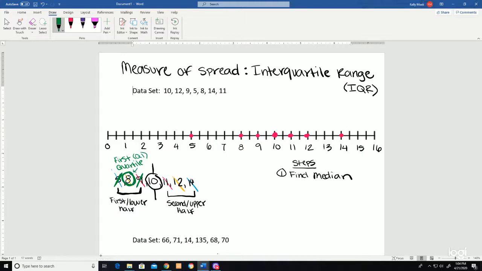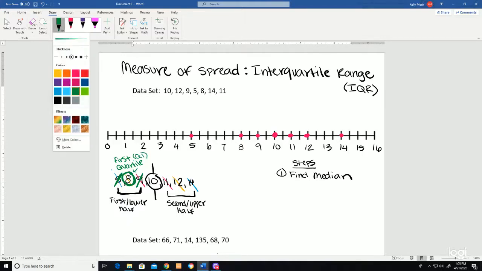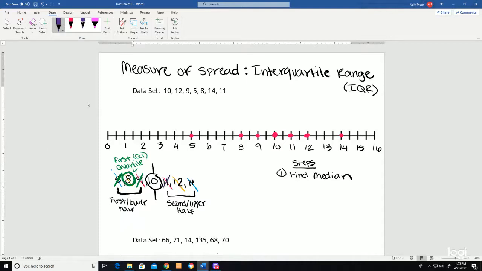Okay? Now I'm going to do the same thing but with the upper half. So the median of the upper half, that means 11's gone, and the highest number in that upper half is 14, and that leaves me with 12. And so this guy is called the third quartile. Sometimes we just call it Q3, just to make it shorter.